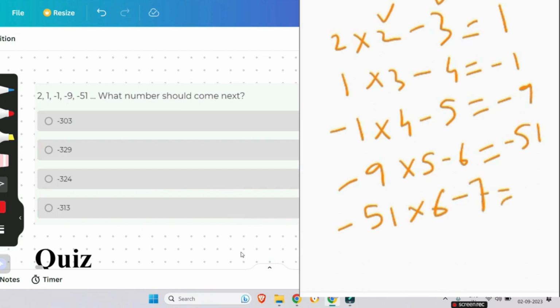51 times 6 is 306, minus 7 is 299... so minus 313, yes, minus 313, right? So this will be the answer in this case. So option 4 will be the correct option.